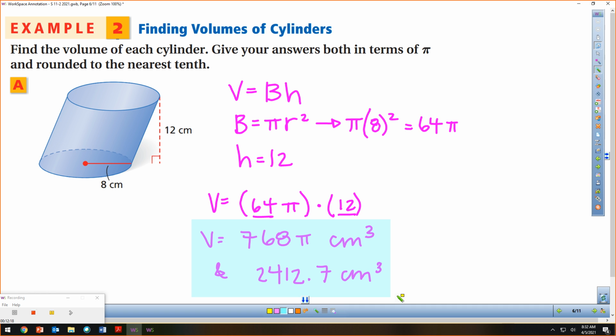Have I confused anybody yet? Anybody need help figuring out how to put this into their calculators? Yep.